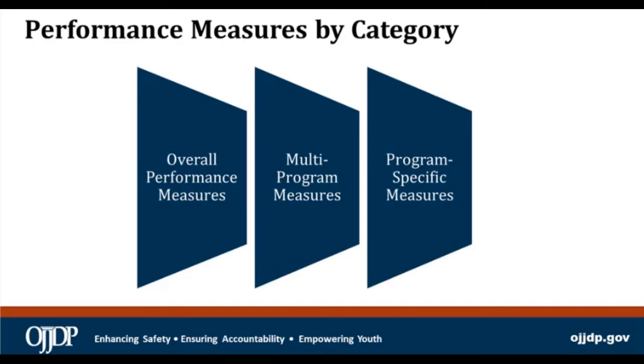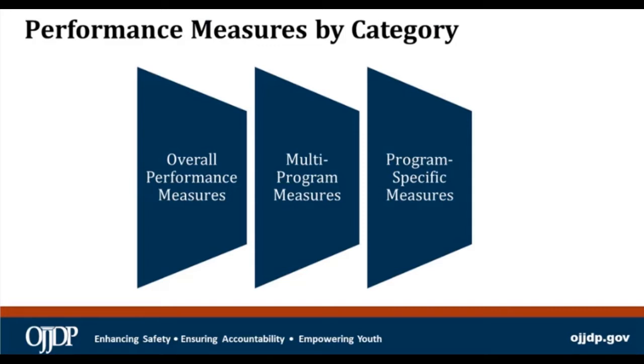Multi-program measures impact 3 different types of populations. First are shared targeted populations, such as children involved in the child welfare system or tribal youth. Second are those with a similar service delivery model, such as mental health services or prevention services. And lastly, those with shared outcomes, such as youth provided with defense counsel.